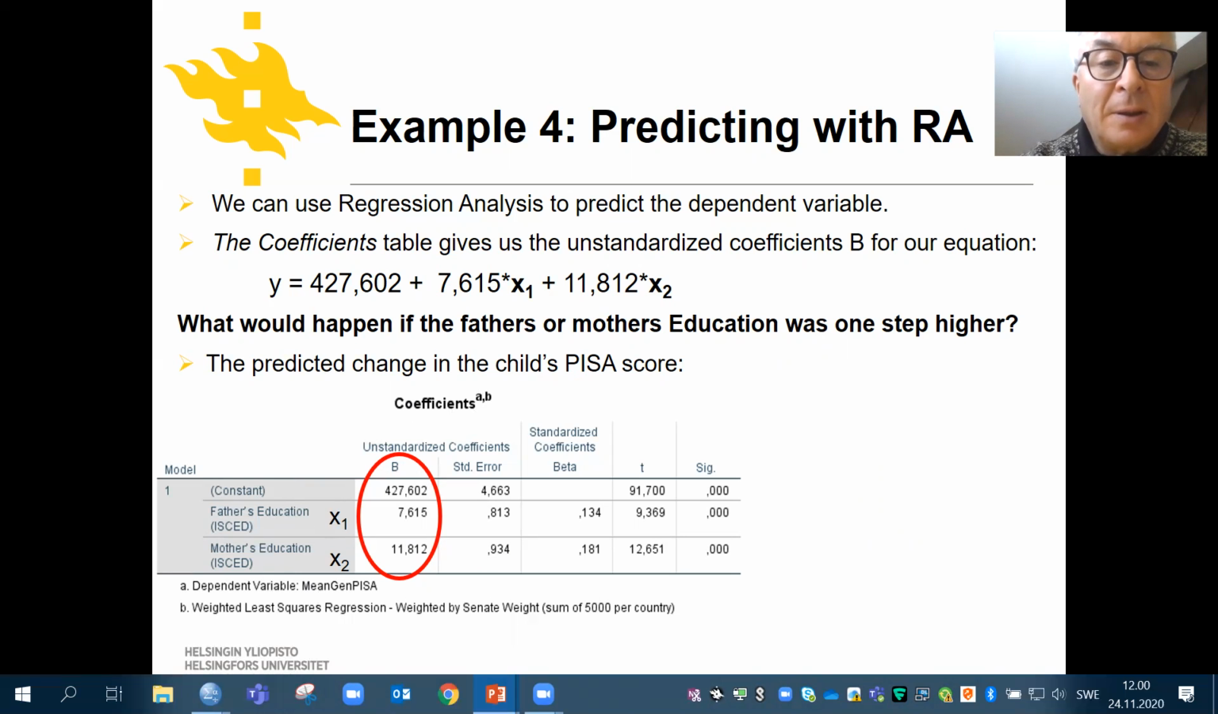And we could then, so this has 2 independent variables, father's education and mother's education, and a constant term. And we can use these coefficients here and then a constant term here, and you would have the whole formula to predict. And then we can put in new values here and see what happens with the predicted value. For instance, what would happen if the father's or mother's education was 1 step higher? And of course, this is not for every individual, this is on the average. But if we're predicting what would happen, then this would work nicely.